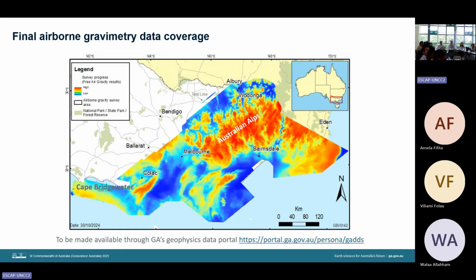Importantly, we also went about 50 kilometers offshore along the entire coastline. There is a gap there in the middle, as you probably picked up, but that's actually been patched already with a previous survey that was done for, I believe, oil and gas exploration.